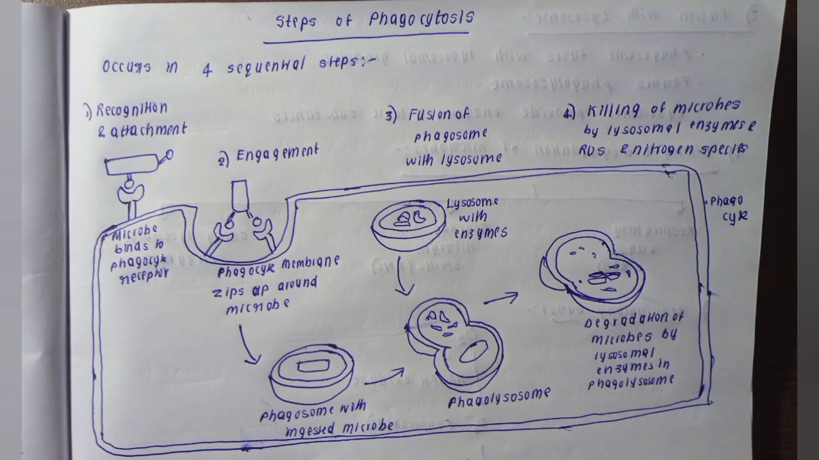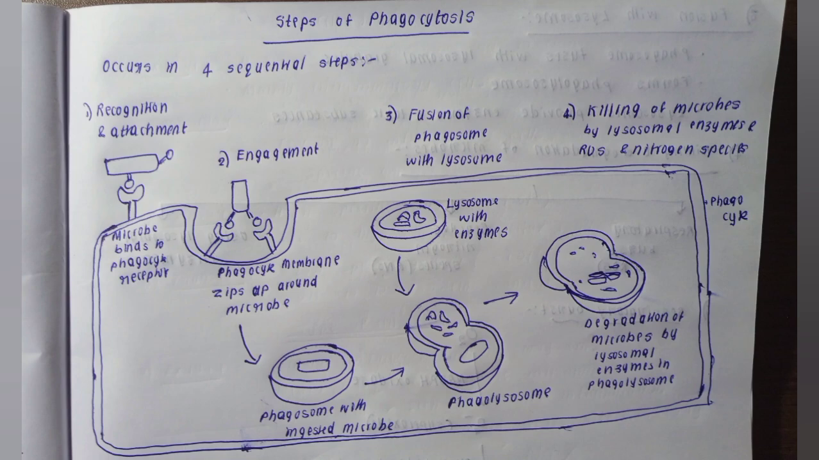Next, second process, it is engagement, or it is also known as engulfment. So what happens there? Basically, phagocytic membrane zips around the microbe. So because of that, a phagosome is formed and microbe is ingested in it. And next, fusion of phagosome with lysosome. So there you can see inside a phagocyte there will be also the lysosomes with the enzymes. So that lysosome and this phagosome fuses to form phagolysosome.